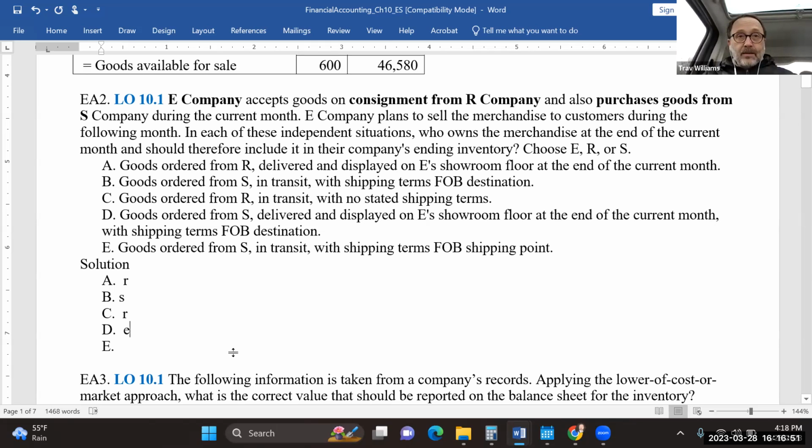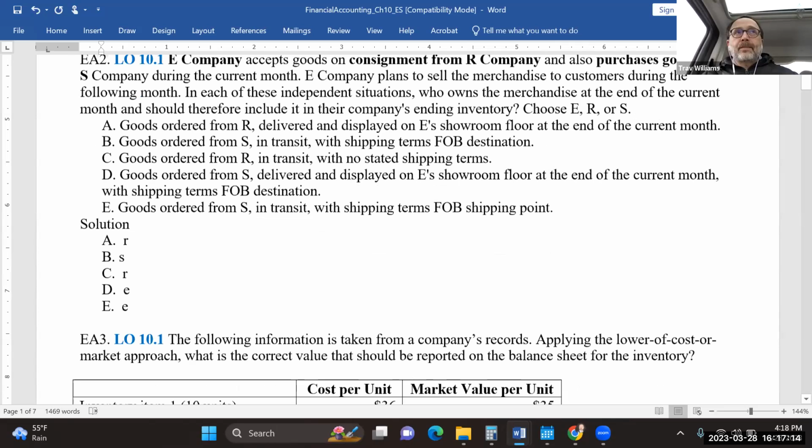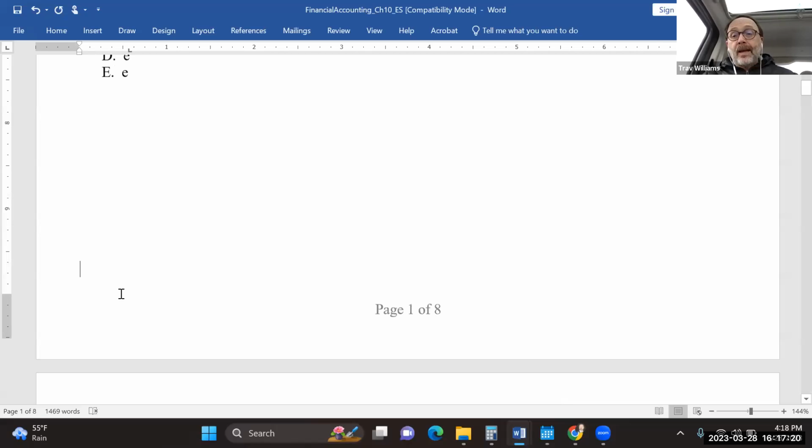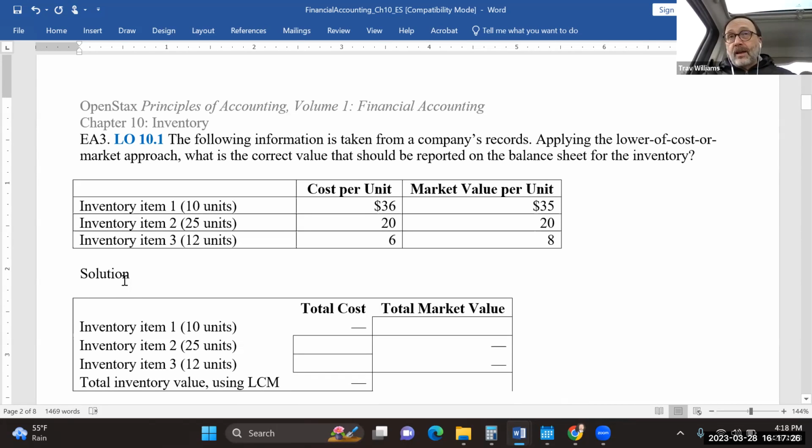And moving on to 3. This one is a little unique as well. It's the only exercise like it. There's something called the lower of cost or market approach. Sometimes a company is able to base the cost of their inventory on the market value if the market value has gone down from when they bought the inventory. This is actually going to lower your costs and make you look more profitable. However, it is allowed in certain circumstances under GAAP.